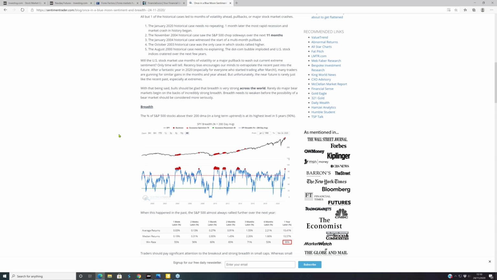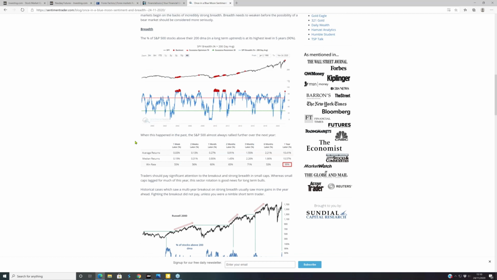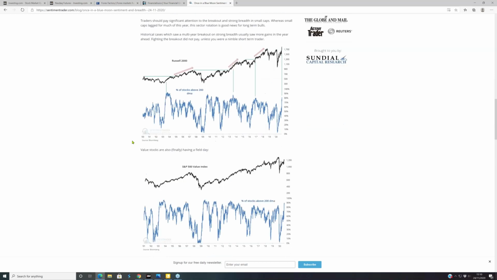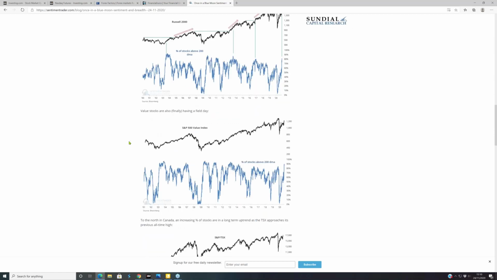Now, these are the statistics that have come up, and that is that the percentage of S&P 500 stocks above their 200 daily moving averages is the highest level in 5 years. That's very significant, but it's not just the S&P. I think it really goes onto the other indices as well. You've got the Russell. Again, the value stocks are finally moving higher. They've really lagged the momentum and tech stocks.